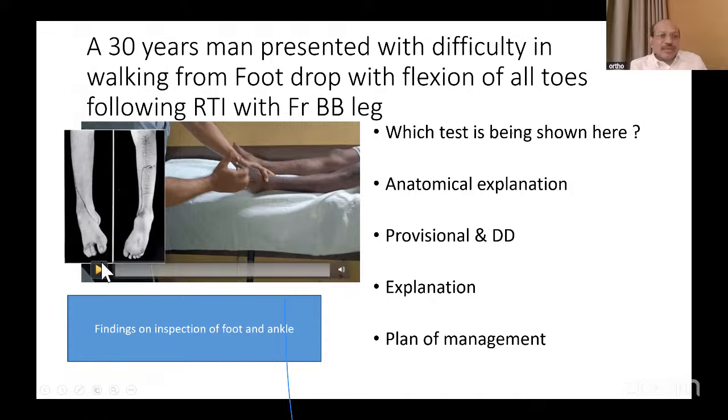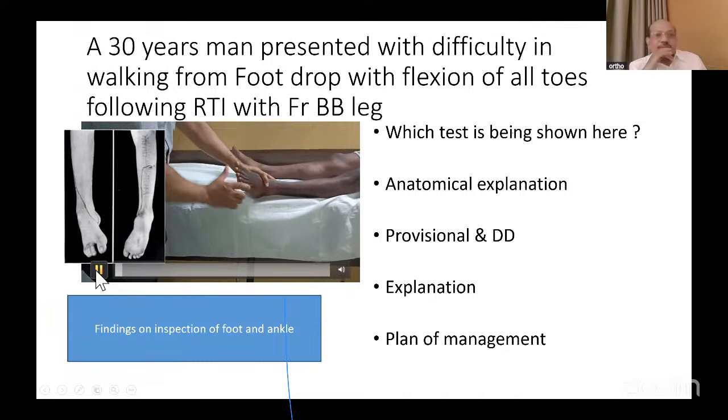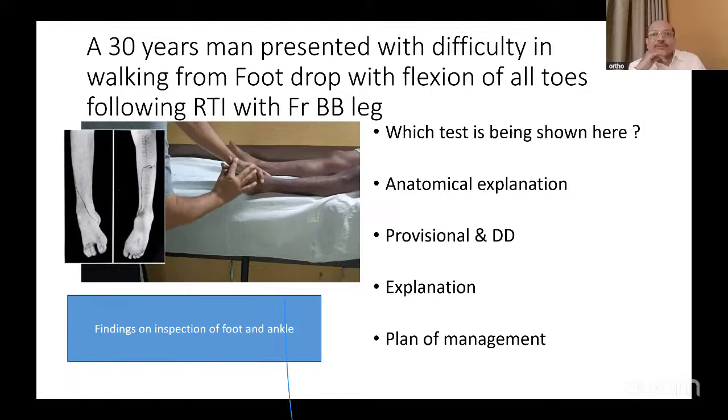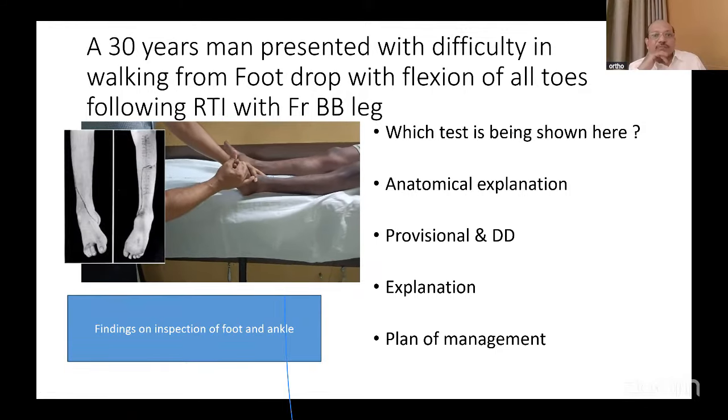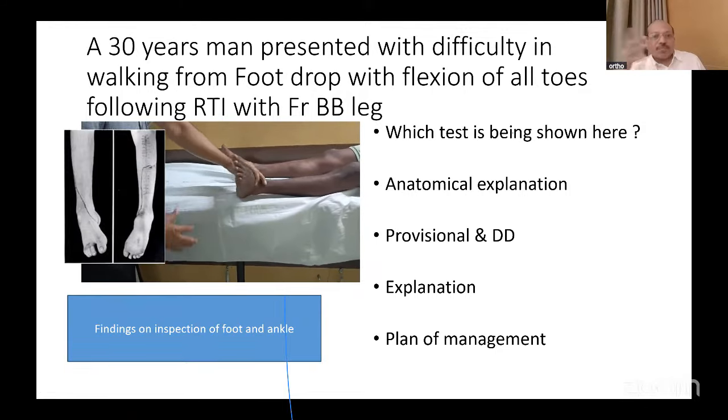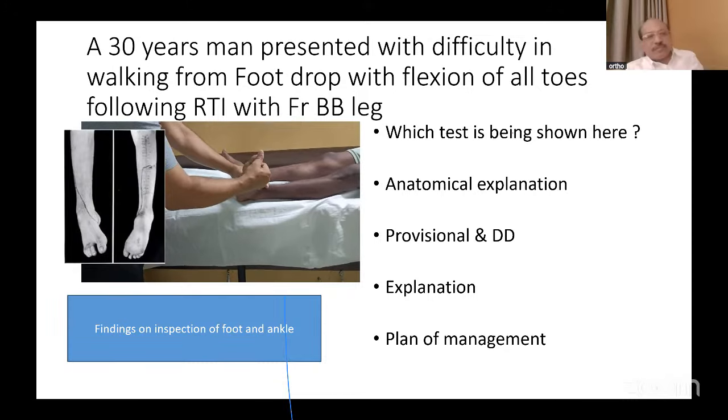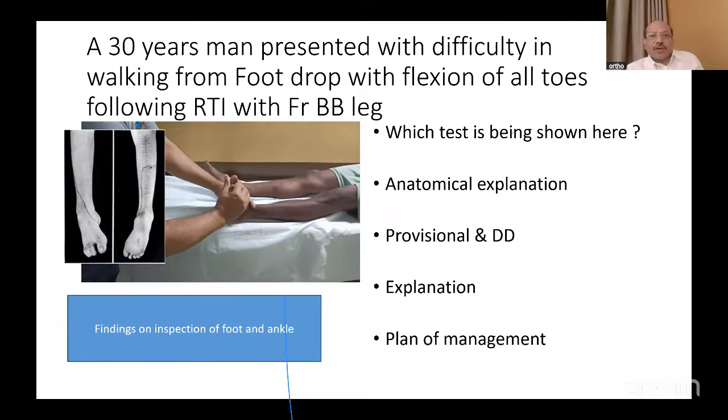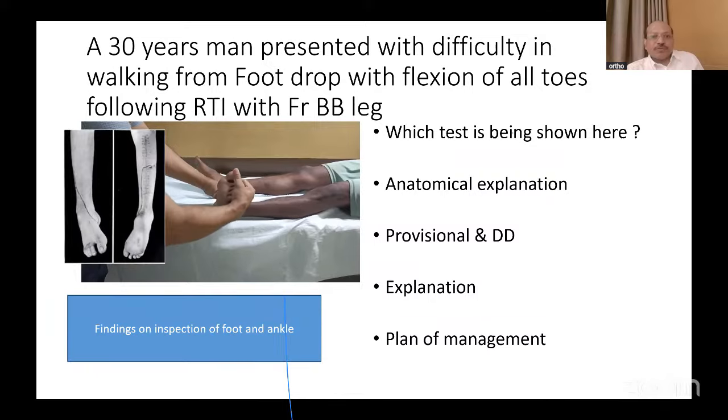So this is another case you can see here. This is a 30 year old man who presented with difficulty in walking from foot drop. The patient is complaining of, and it may have been diagnosed somewhere else as foot drop or equinus deformity.